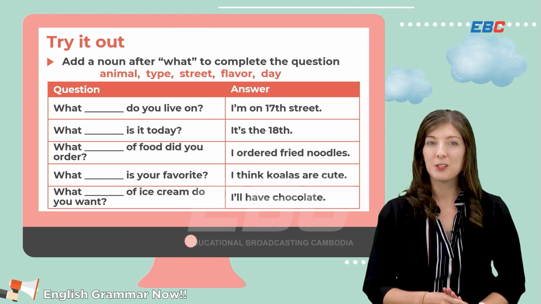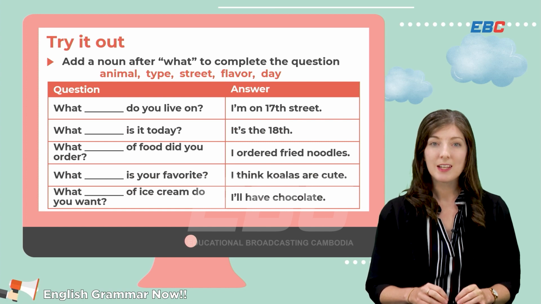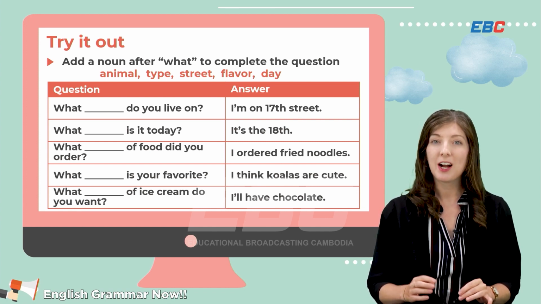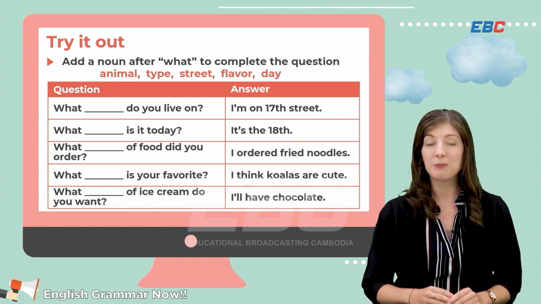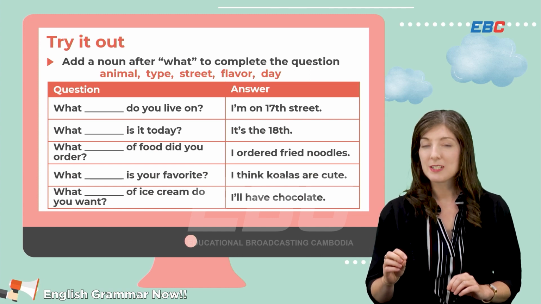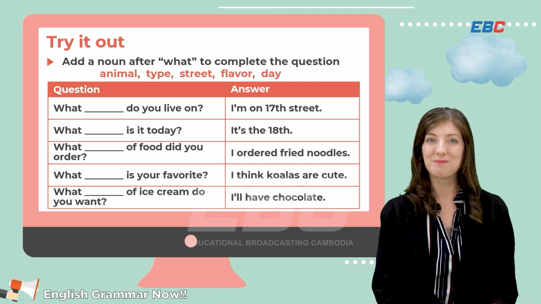Here's one for you to try. In each of these questions with what, you can complete the question using the words that are highlighted on the top. The answer is also given for you, which should help you to figure out which words belong in which blanks. Go ahead, give it a try.